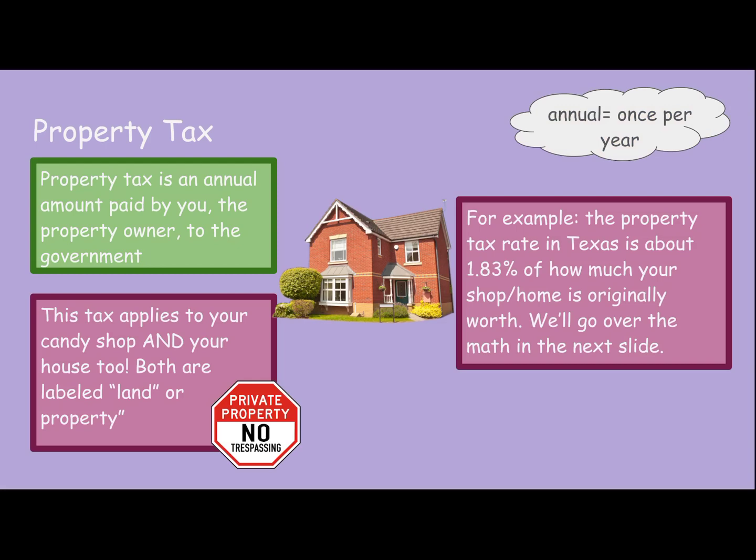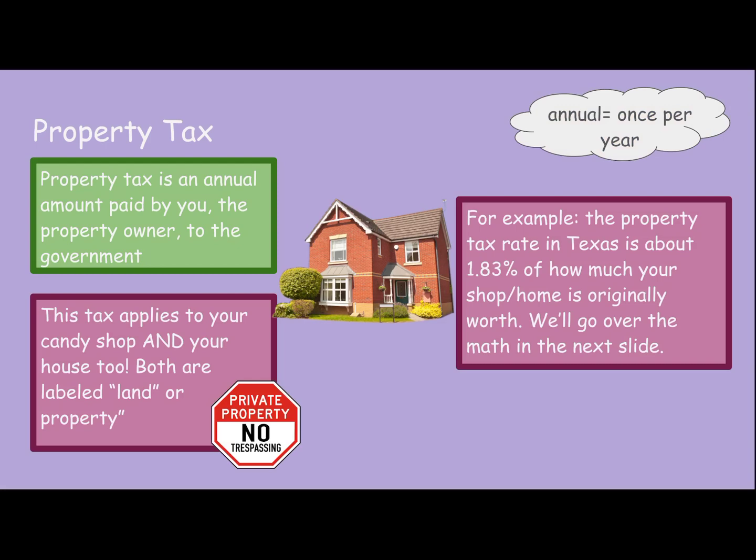Property tax is an annual amount paid by you, the property owner, to the government, and of course annual again is once per year. So you pay property tax usually once per year. This tax applies to your candy shop and your house because both are labeled land or property. It is belonging to you. It is your property. Of course, in this case, it applies more to big buildings and houses. But yes, this is a tax. This tax applies to all the buildings you own.